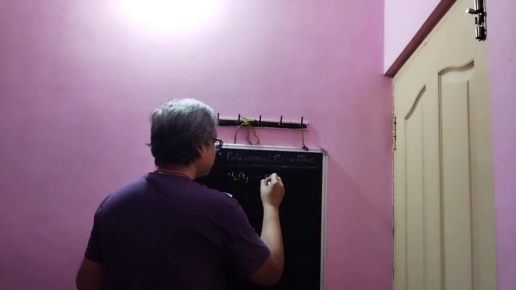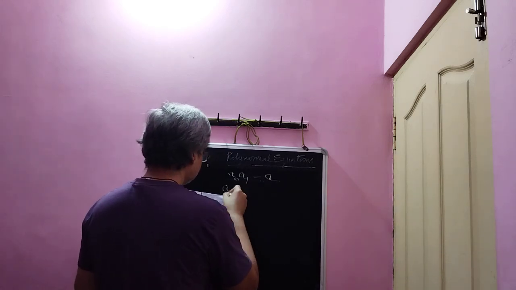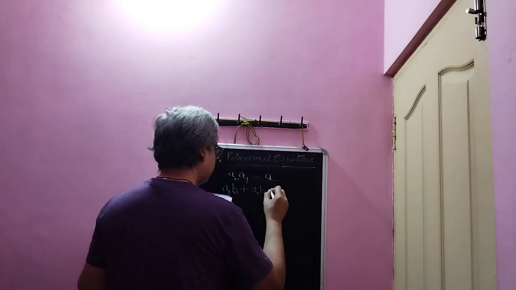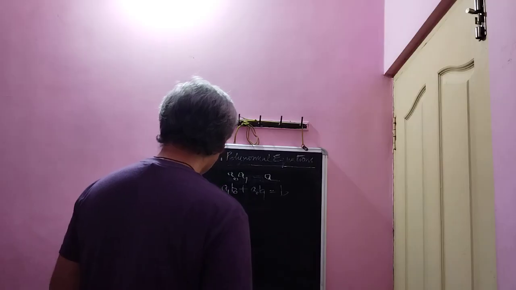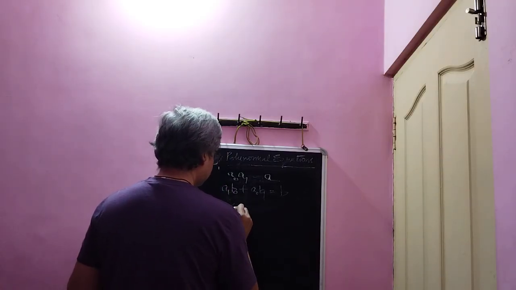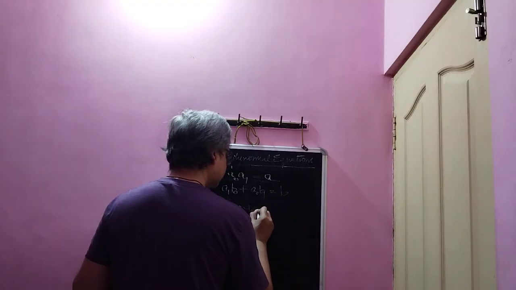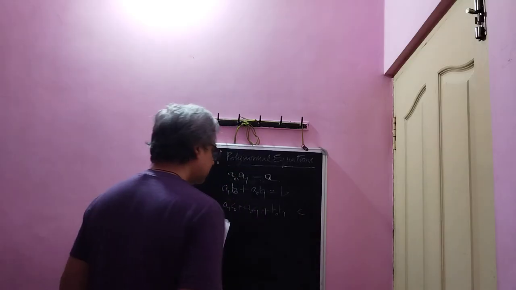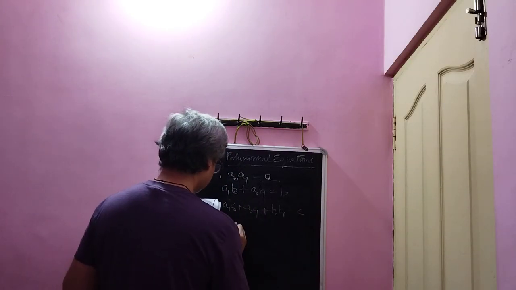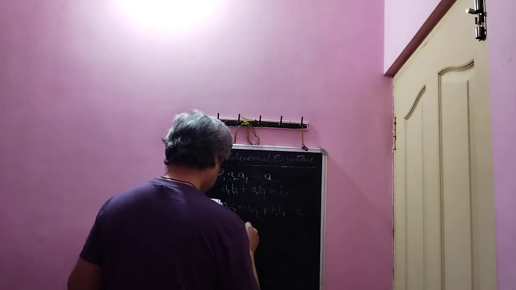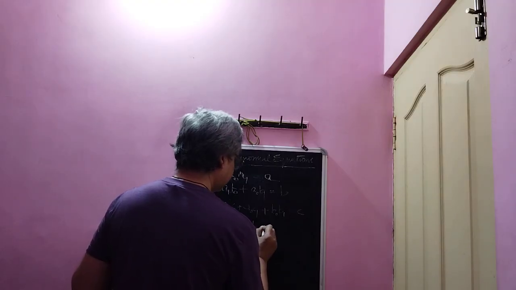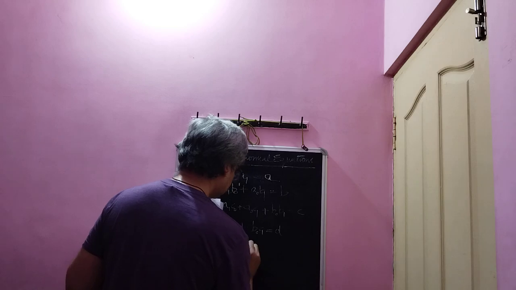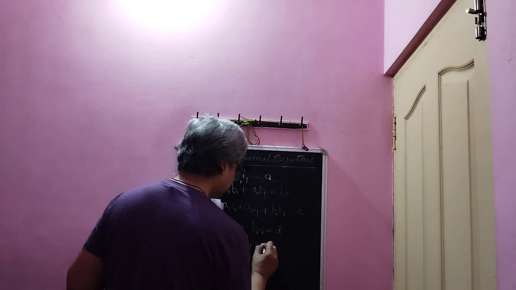A naught A1 is equal to A. A1 B naught plus A naught B1 is equal to B. A1 C naught plus A naught C1 plus B naught B1 is equal to C. C naught B1 plus B naught C1 is equal to D, and C naught C1 is equal to E.